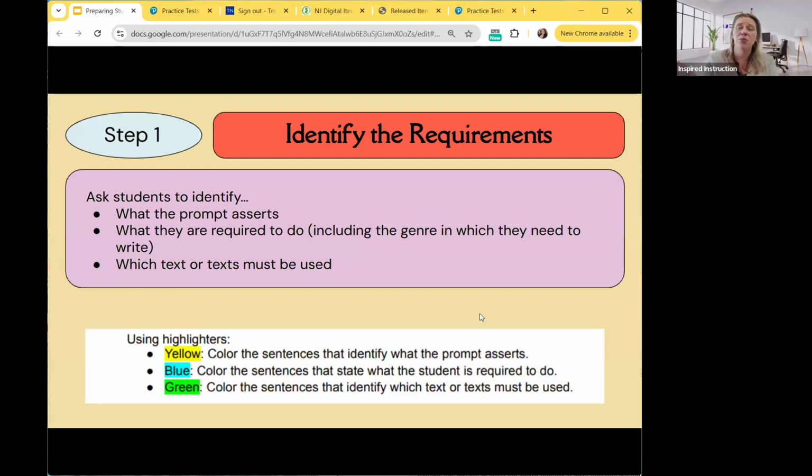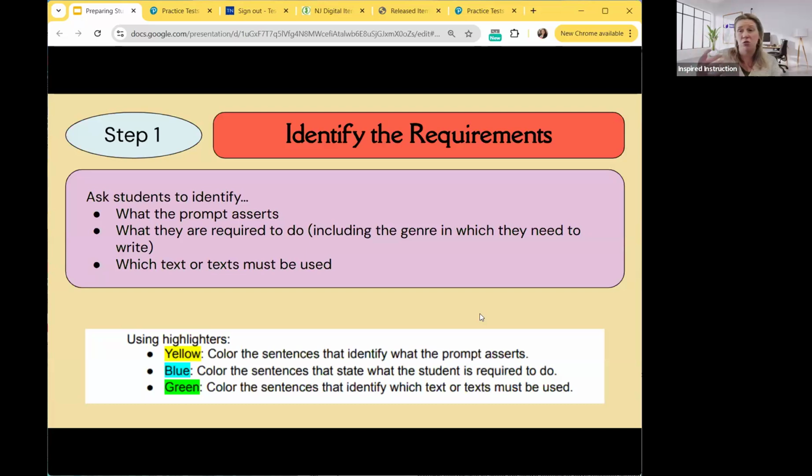Yellow: what does the prompt assert? That means, what is it telling us already? What information is it giving us that I can use in my essay? Blue: what do you have to do? Write an essay, write a biography, write a newspaper article. Whatever you have to physically do, that's what you highlight in blue. In green: does it tell you what text or texts must be used? 99% of the time on a state test, it tells you to include evidence from all the texts that you just read, but it's a good habit to get kids into, because again, we're not just teaching test taking skills for that state test, we're teaching life skills for writing.